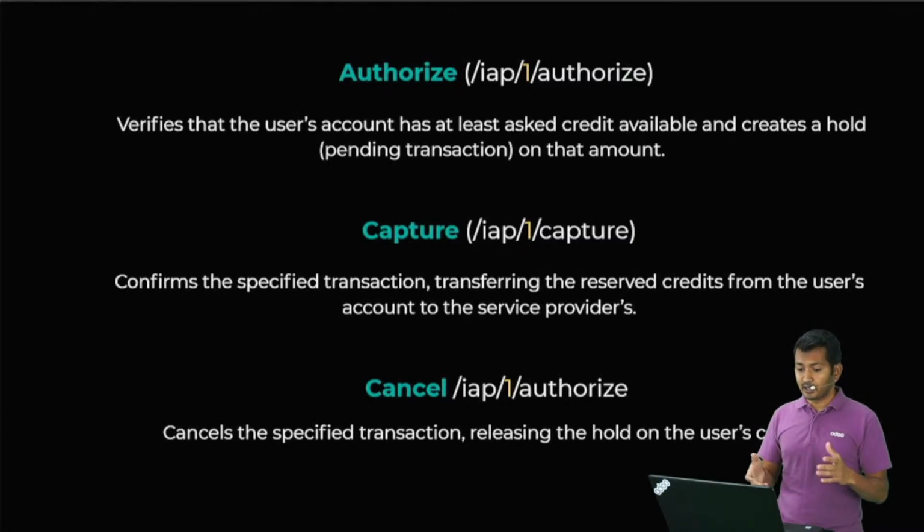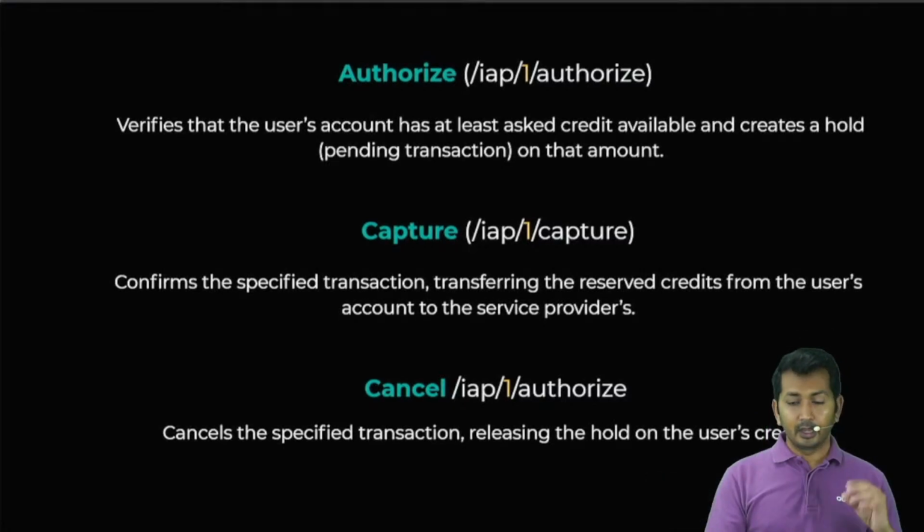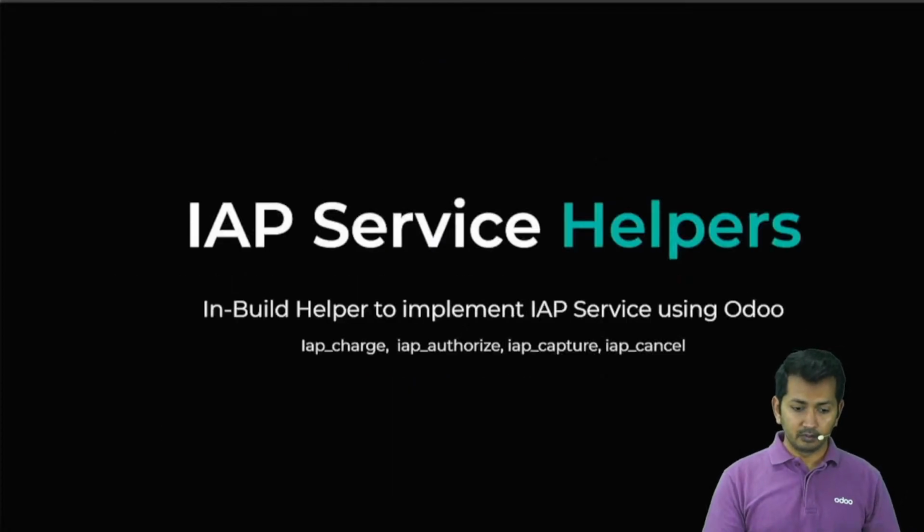And last is cancel. Now let's say there was a failure in rendering the service, and you want to cancel it, so you can simply make an IAP cancel call, and cancel will simply cancel the credit hold, and now the credit is released for the customer, and the customer can use this credit for something else or for the next transaction. So that's how you can perform a transaction: authorize, which is a credit hold, render your service. If it's good, then do the credit charge, and if not, then cancel it. And capture is basically capturing the credit hold value that you had a hold on.